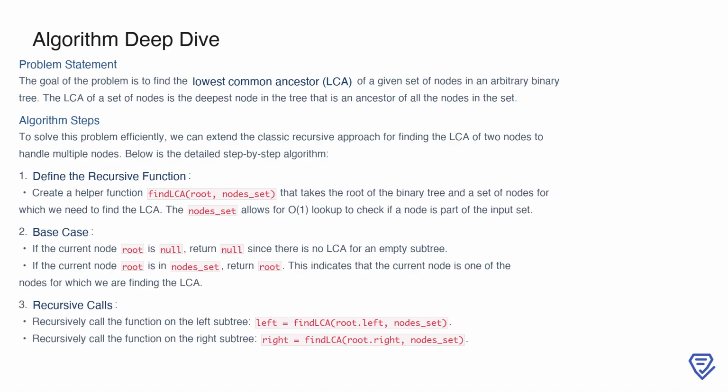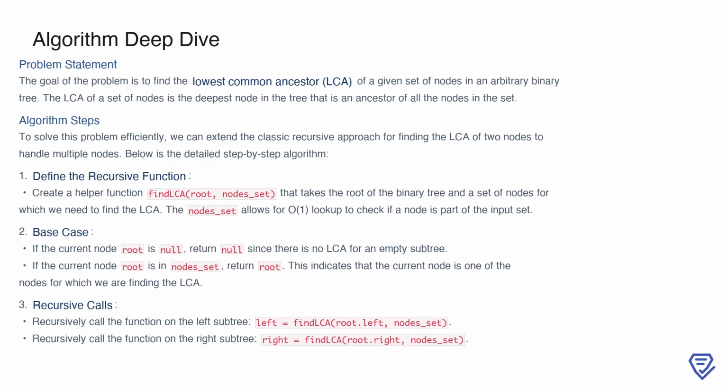The algorithm begins by defining a recursive function, findLCA, which takes the root of the tree and a set of nodes for which to find the LCA. Using a set for the input nodes is crucial because it allows for constant time lookups to determine if a node is part of the input.